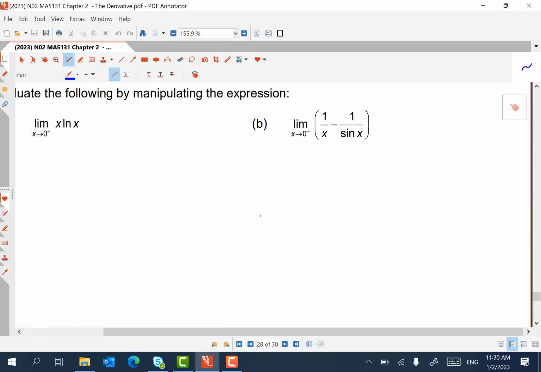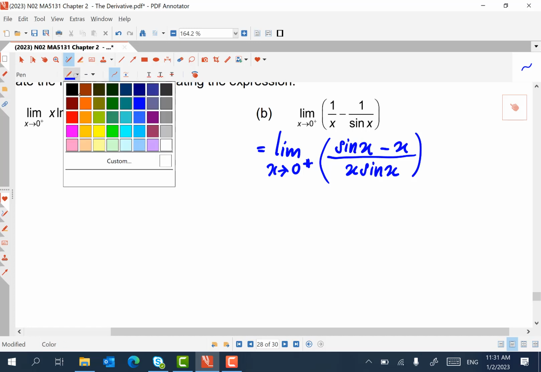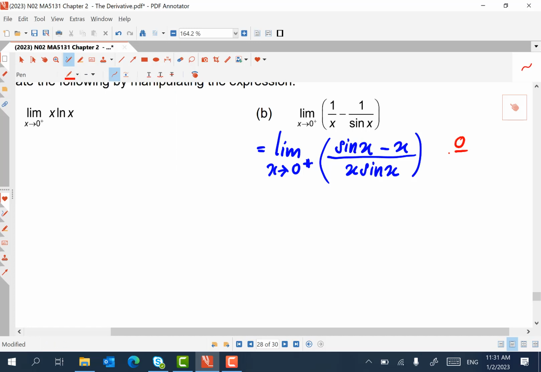For this question, we have to perhaps combine them first and foremost as a single fraction. It's not on the screen though. You can't see the screen. Yeah, combine them as a single fraction. Then once I've done so, this becomes a 0/0 form, and now we are ready to actually apply L'Hopital's rule.